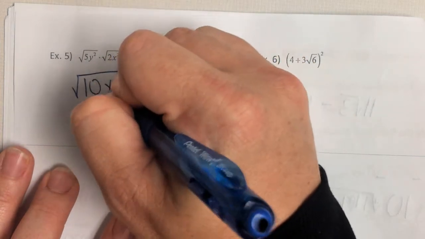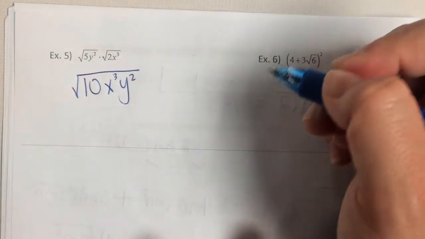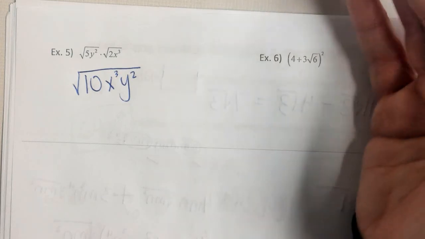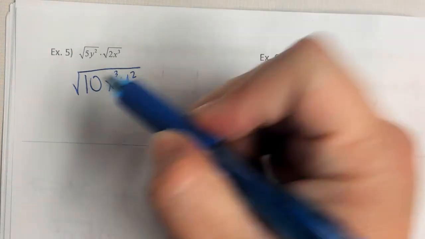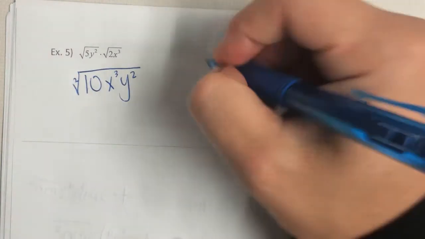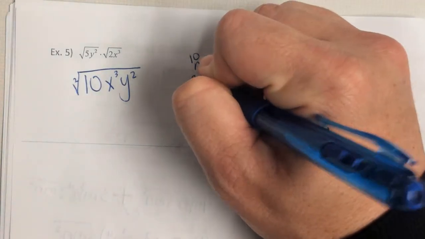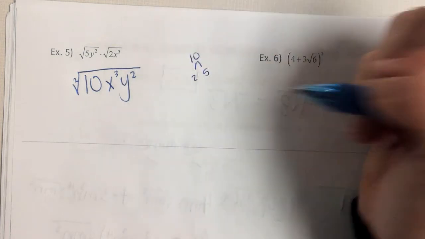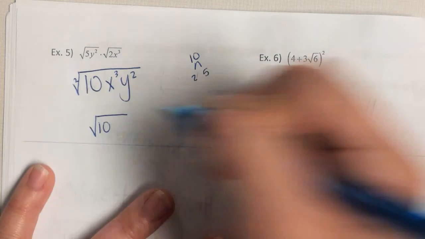Then I have x cubed y squared. Those are not the same bases, so they don't simplify, so we're just putting in both of them. Now remember, when there's no number in front, it's a square root. So we could try to break down 10. 2 goes into 10 5 times. Well, those are prime. Do they match? No, so 10 is going to stay inside the house.